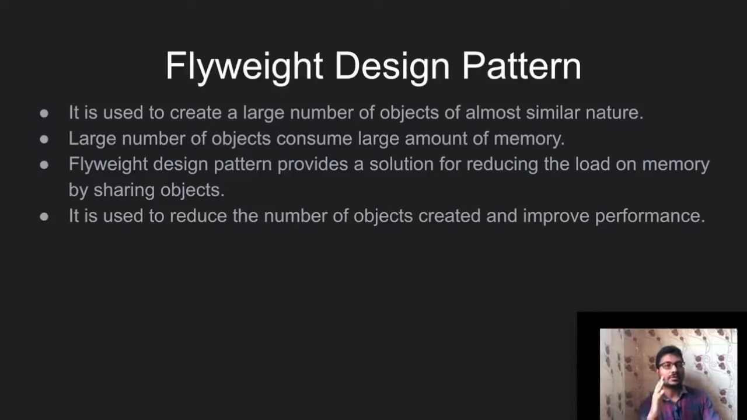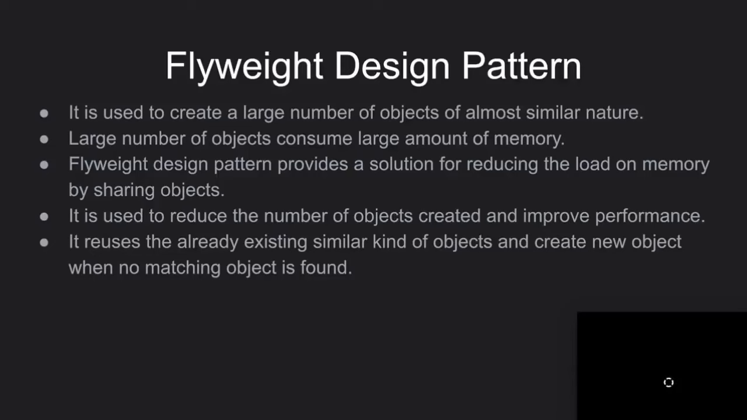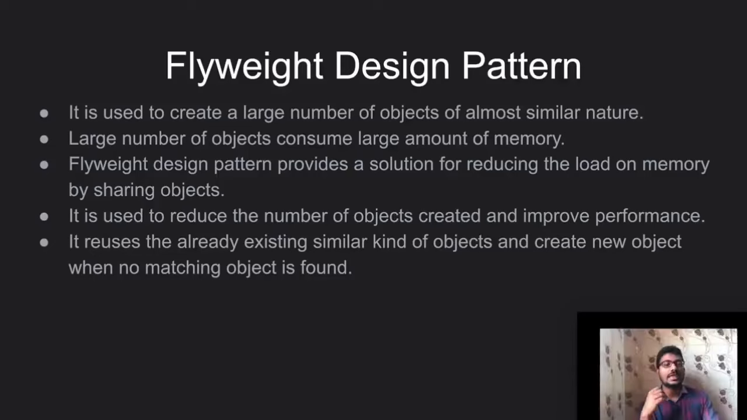So if you reduce the number of objects that are getting created, then we can eventually improve the performance. That is directly proportional. Reduce the number of objects, then improve the performance. So if you want better performance, then you need to reduce the number of objects. And the fifth point is it reuses the already existing similar kind of objects and creates a new object when no object is found. We can relate this point with a real life example using Angry Birds so that you could get the information in a better manner.